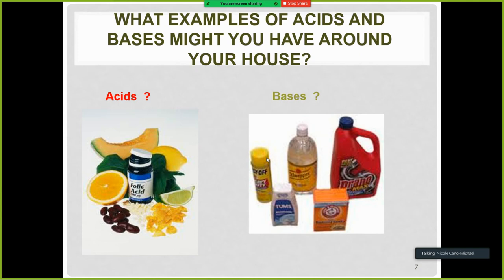So, as a general rule, if it's fruity, it's an acid. And if you use it for cleaning, it's a base. Easy peasy way to tell the difference between the two.